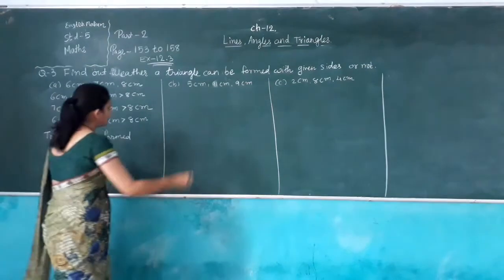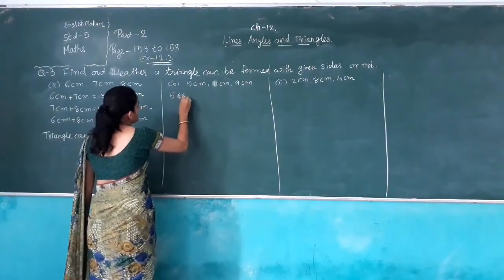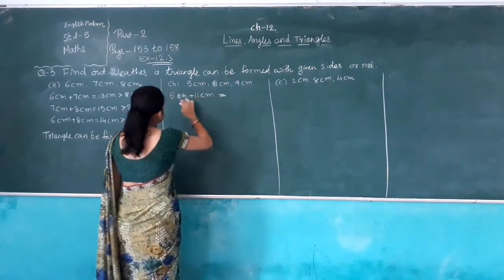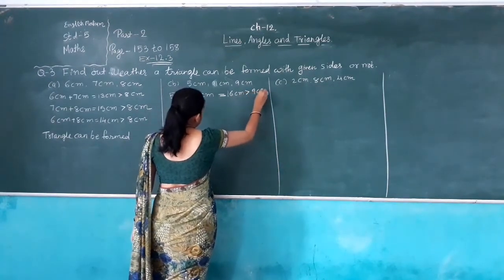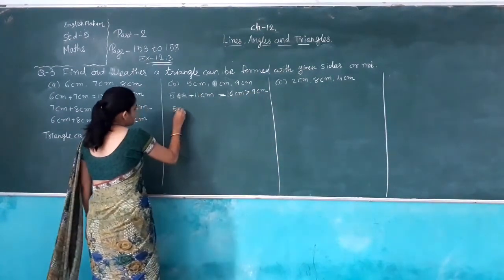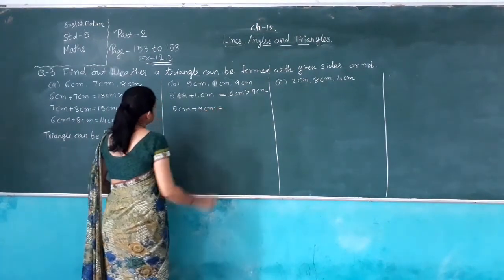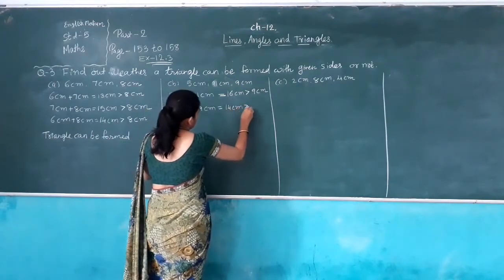Then here 5 cm plus 11 cm is equal to 16 cm, so greater than 9 cm. 5 cm plus 9 cm is 14 cm. So this one also cannot be formed.